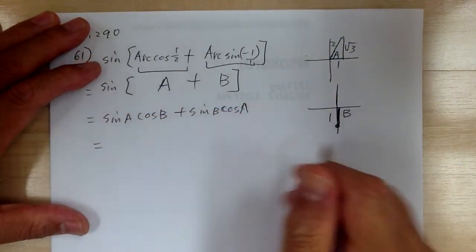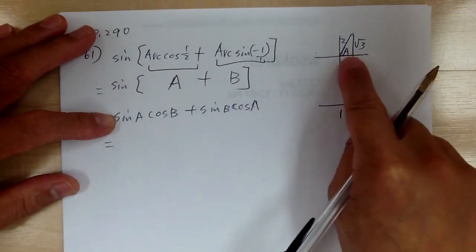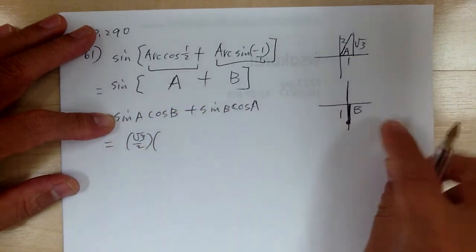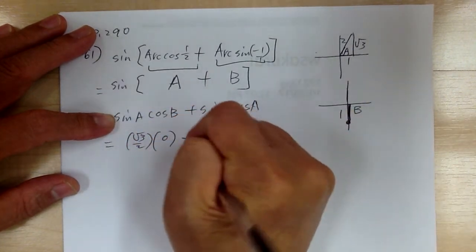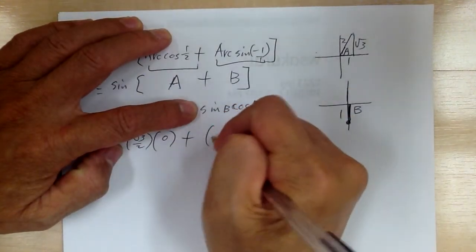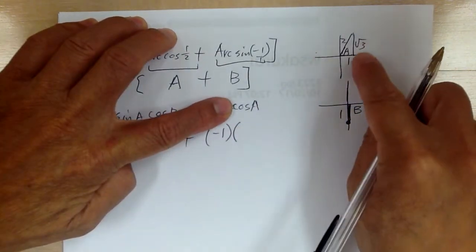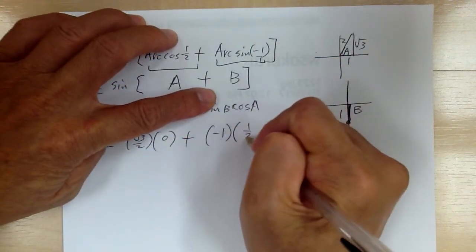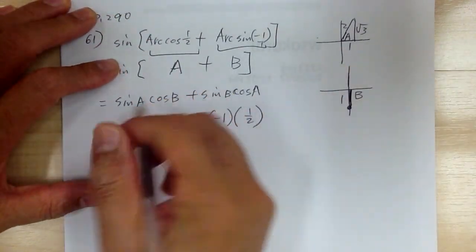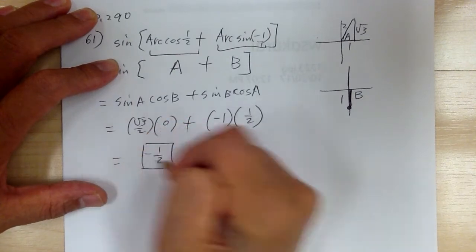Okay, so that's going to start to evaluate. So sine A, you look at this picture over here, so it's going to be square root of 3 over 2. Cosine of B is 0. Cosine is horizontal. Now you got sine B is going to equal -1. Cosine A is 1/2. And so this, you multiply, so this cancels out, so the answer is equal to -1/2. Okay.